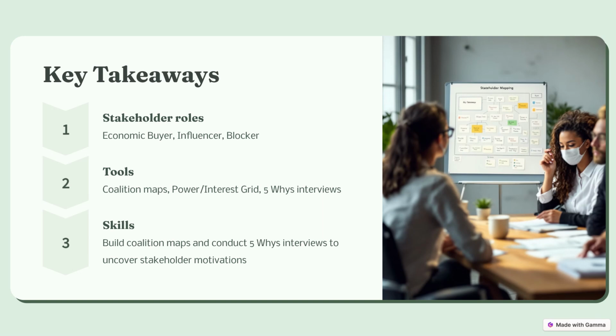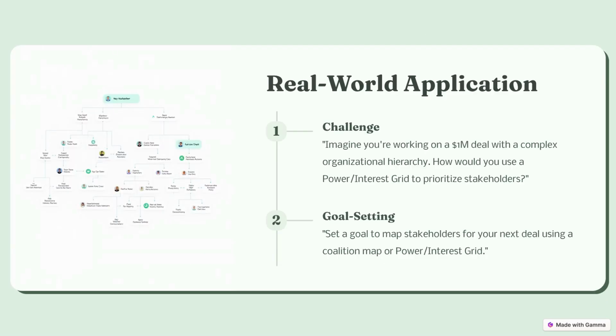Here's a practical challenge. Imagine you're working on a $1 million deal with a complex organizational hierarchy. How would you use a power/interest grid to prioritize stakeholders? Set a goal to map stakeholders for your next deal using a coalition map or power/interest grid.